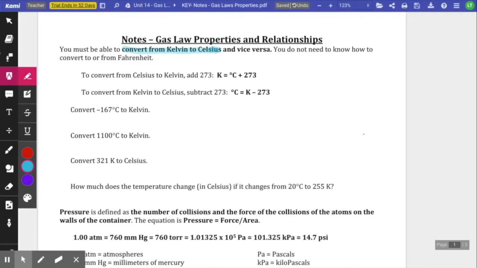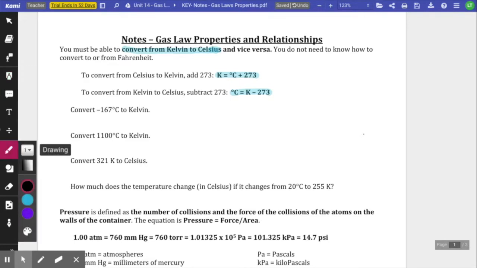Okay, so if I want to go from Celsius to Kelvin, all I have to do is add 273. So you take your degrees Celsius, add 273 to it, and that gives you your Kelvin temperature. Then, if you want to go from Kelvin back to Celsius, you just subtract 273. Super easy. And it's on the periodic table, so you don't even have to remember the number. So just add or subtract 273.